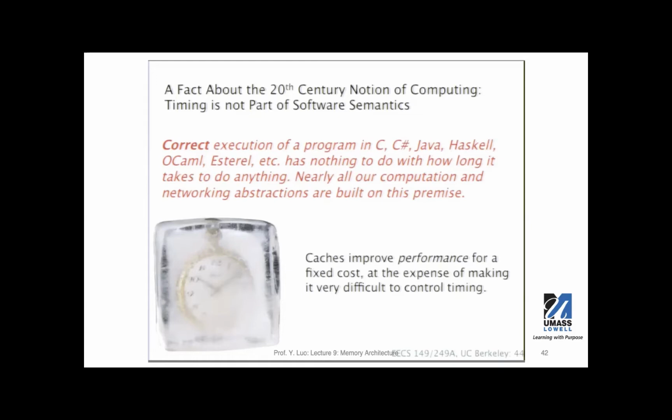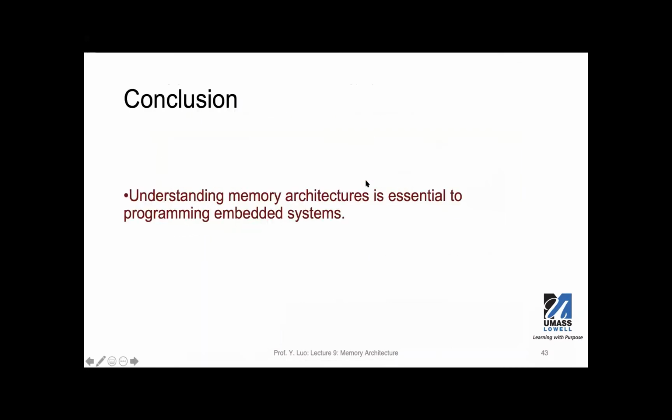And in some situations, you may need to know exactly or control exactly how quickly your instructions or program finish. In that case, you have to be mindful of the underlying cache architecture that may influence the execution time. So we talk about memory architecture, which is essential to programming embedded systems.